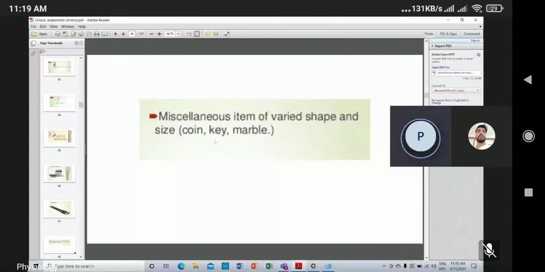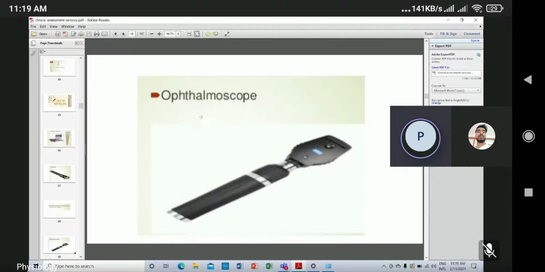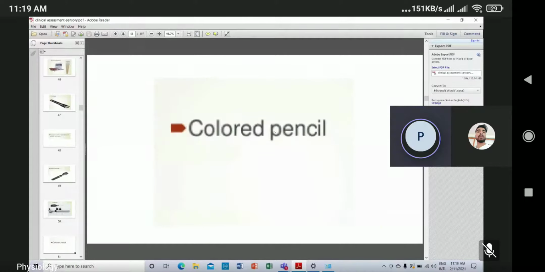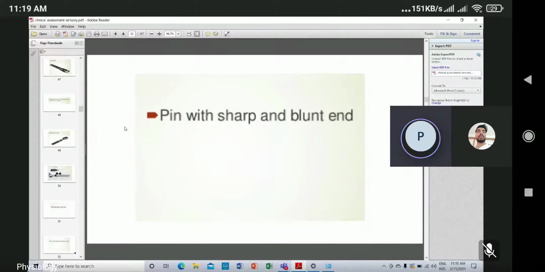Miscellaneous objects of varied shape like coin, key, marble. This is mainly for stereognosis, the cortical sensory system examination. Ophthalmoscope for examining the eyes. Otoscope for examining the ears. Colored pencil for vision examination, color vision.